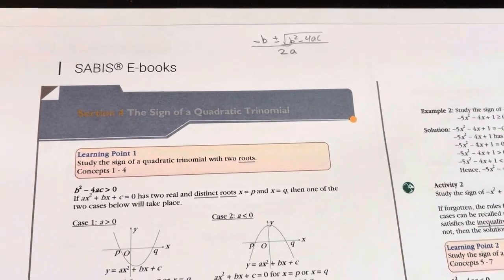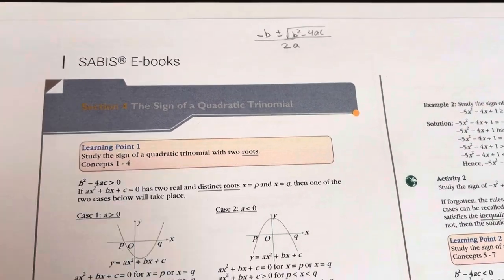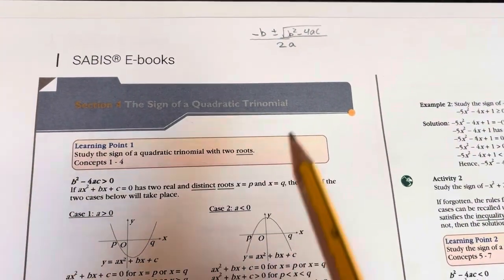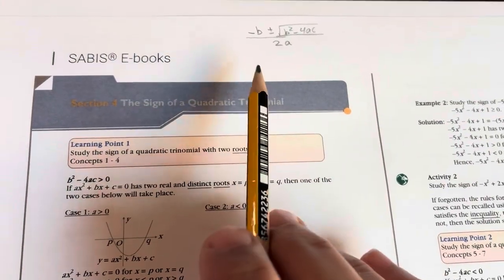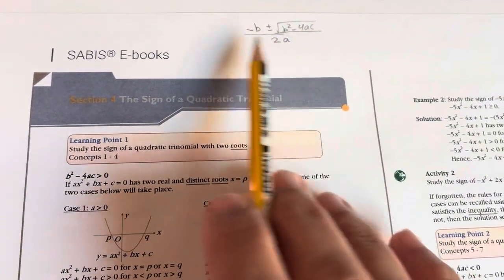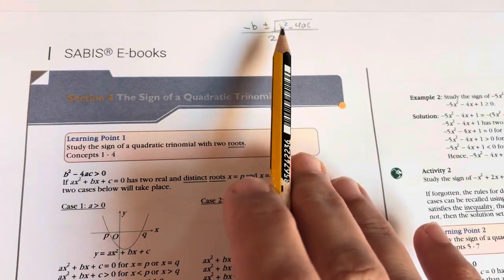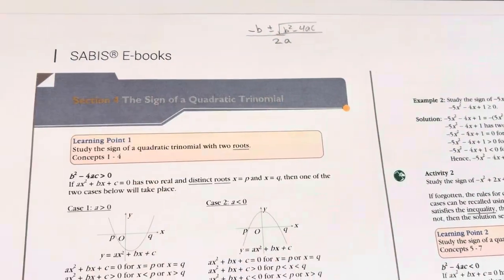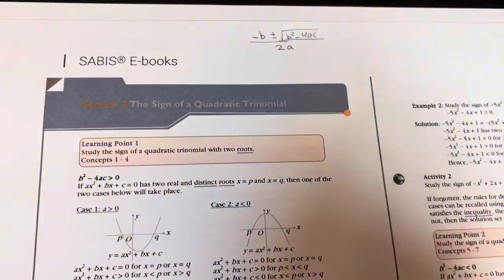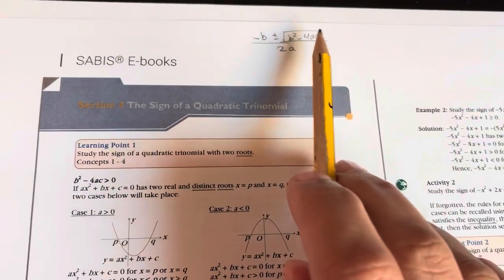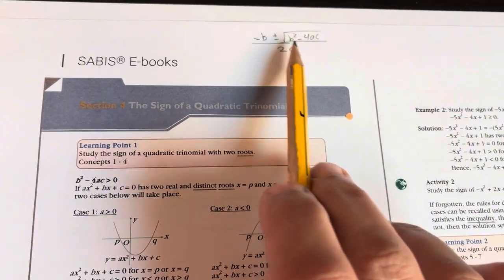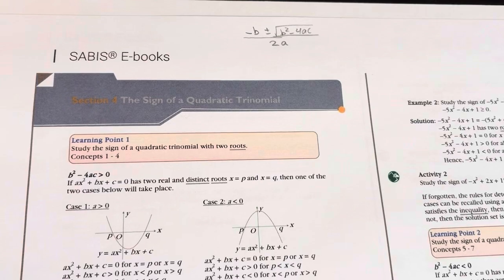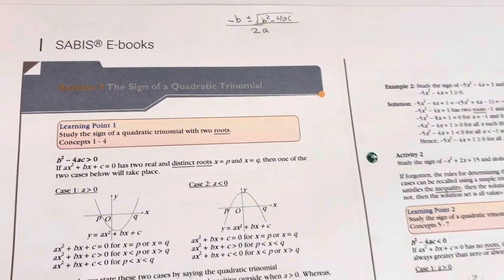Section 3.4 is continuing the discussion of quadratic equations. Remember, if we have any quadratic equation, the solution or the roots of the quadratic equation are obtained by this formula: minus b plus or minus the radical of b squared minus 4ac, over 2a. And in section 3.3 we said that if this is negative, then you have an imaginary or complex root.